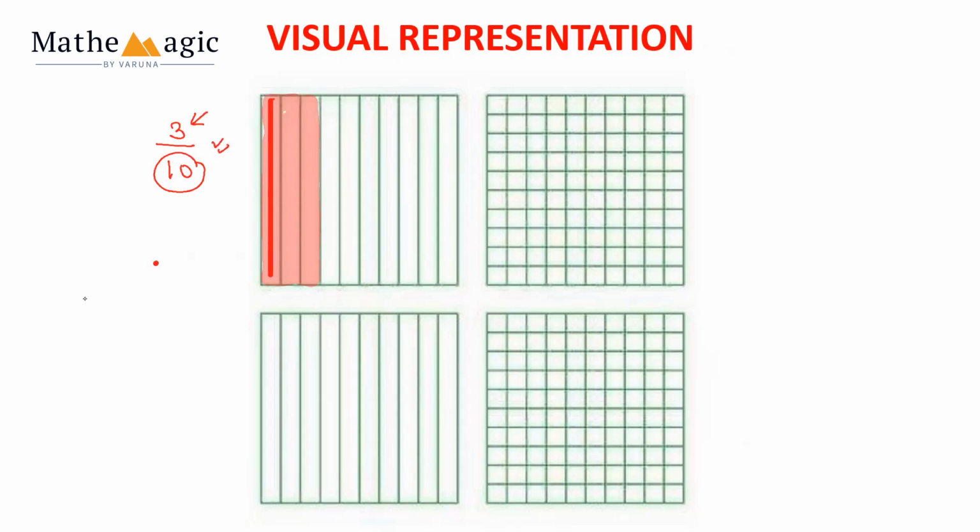Now again, if we take an example and we color 6 parts, what does the fraction become? The denominator will have the total number of parts and the numerator will be the number of parts which are colored. So the total number of parts is 10, and the number of parts that we have colored is 6. The fraction becomes 6 over 10.